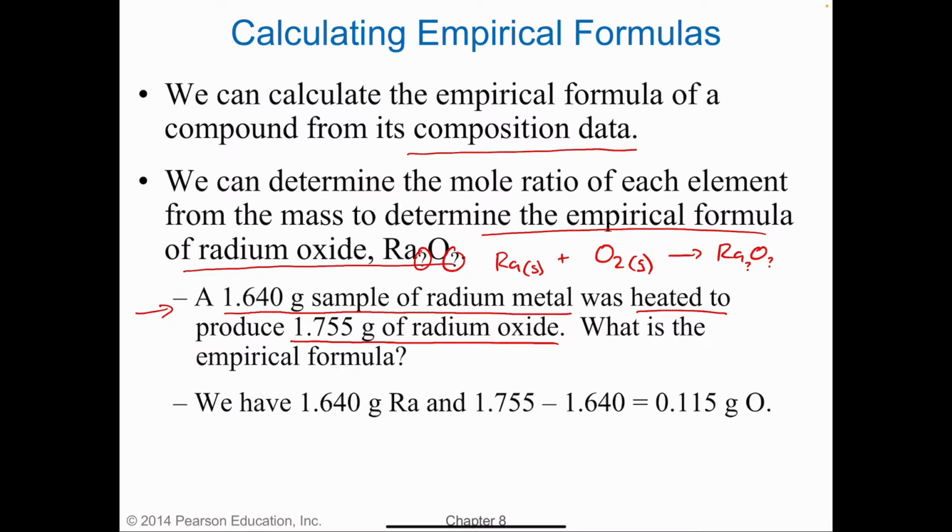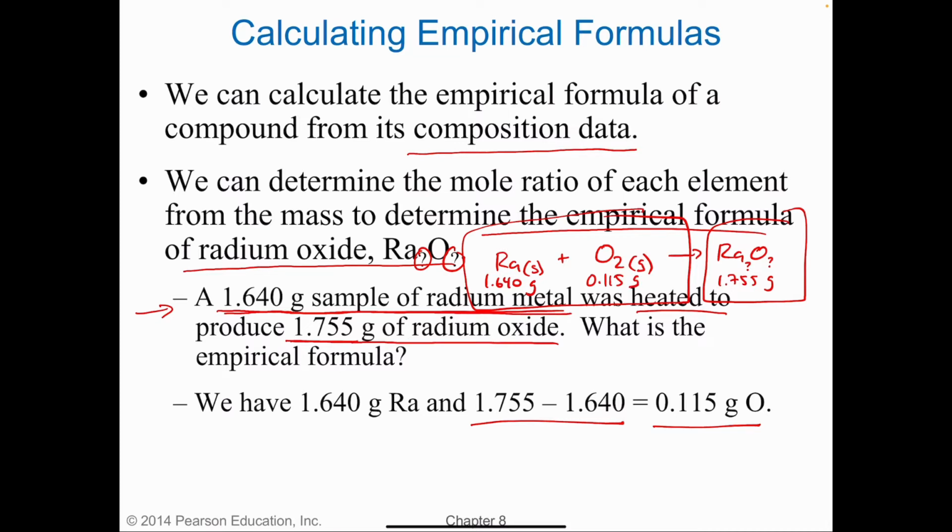Now, one thing to remember is the law of conservation of mass, meaning the mass of the products is equal to the mass of the reactants. So reading the question one more time, they say that we have 1.64 grams of radium metal. So that's the mass here, 1.64 grams. And then we produce 1.755. So that's the mass over here, 1.755 grams of product. So the law of conservation of mass says that the mass of the products must equal the mass of the reactants. So we can just subtract the two numbers to figure out the mass of the oxygen.